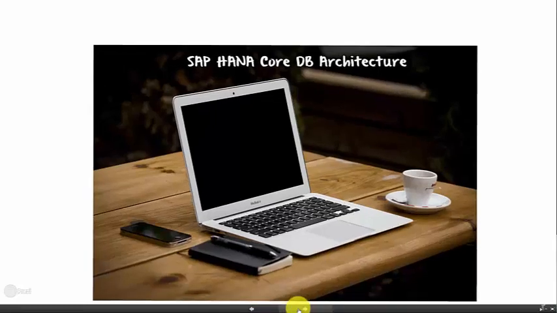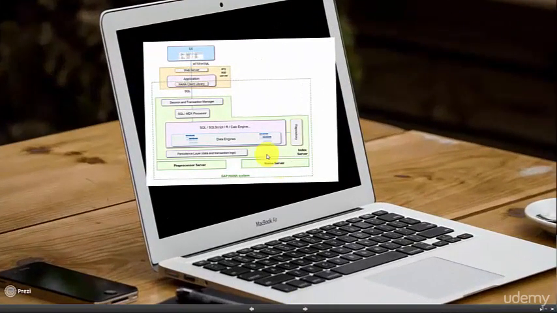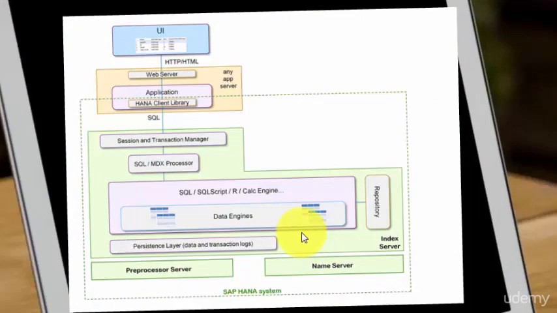Now let's take a look at the core DB architecture itself of the HANA database. In this core architecture, we have a couple of main servers. One is your index server right about here. Index server plays a very important role because it stores the main data engines. Your row store and column store are stored inside the index server, and it also has all the other engines which are functioning inside of the HANA database.